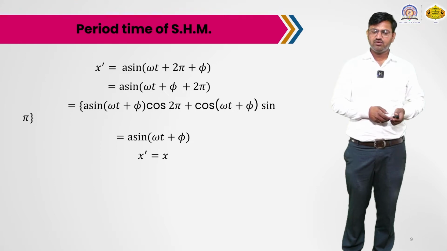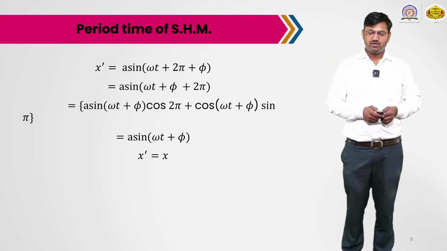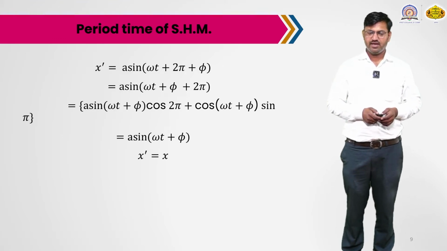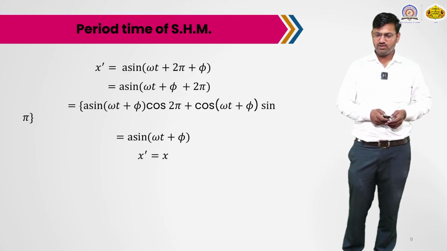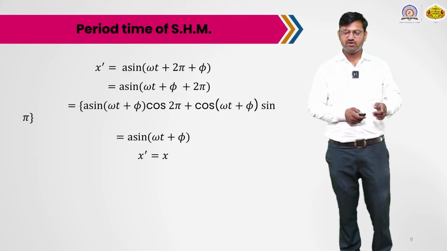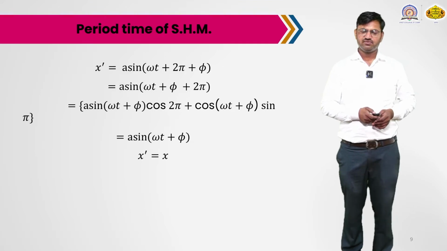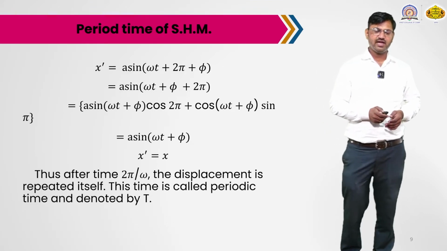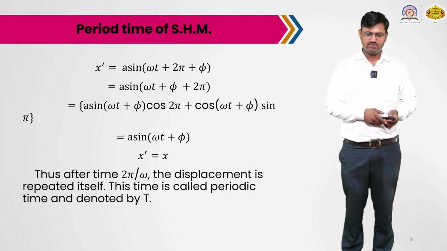Here cos 2π is 1 and sin 2π is 0. Therefore the cos(ωt + φ) term is 0. The remaining term is a sin(ωt + φ), and therefore x' = x. Thus, after time 2π/ω, the displacement repeats itself.